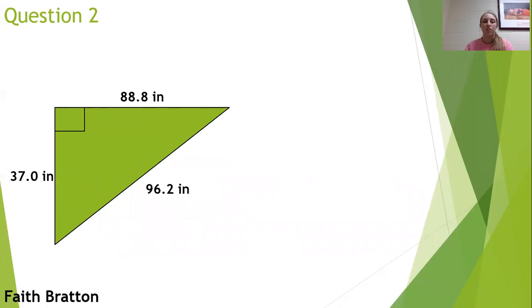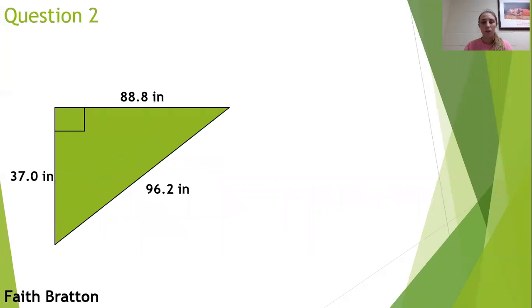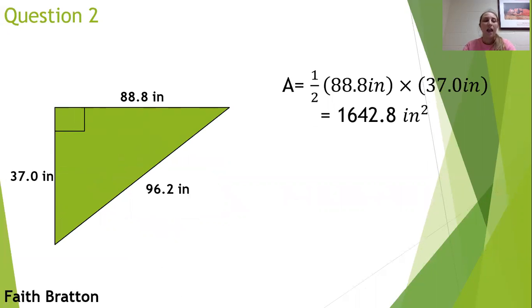Okay, next for question 2, we're given this triangle, and it wants us to find the perimeter and area of this triangle. Of course, we're going to use the same formula we just did, 1/2 bh, at the bottom under the triangle. We're using the two sides, 88.8 and 37.0. But this time we are using inches, so we're going to use the abbreviation in. We know that the altitude is 37.0, so we plug them into the formula, and we get 1,642.8 inches squared.